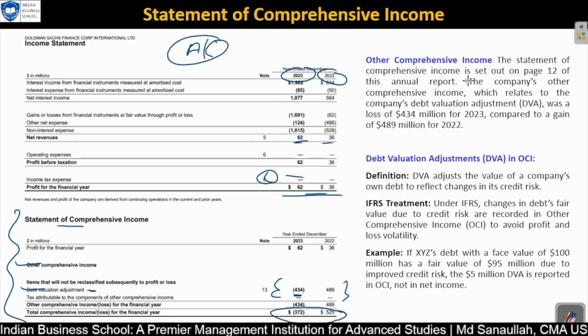The statement of comprehensive income is set out on this page. This is the page number they are referring to, and then the company's other comprehensive income which relates to the company's debt valuation. This one is related to debt valuation. There was a loss of $434 million, compared to a gain of 1,489 million.